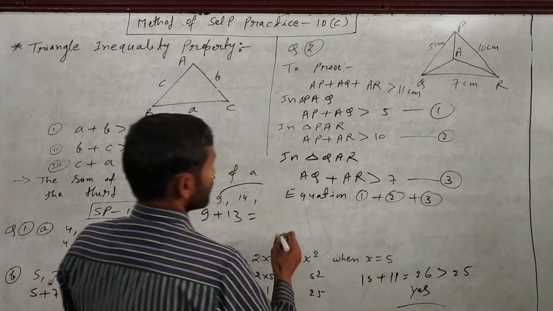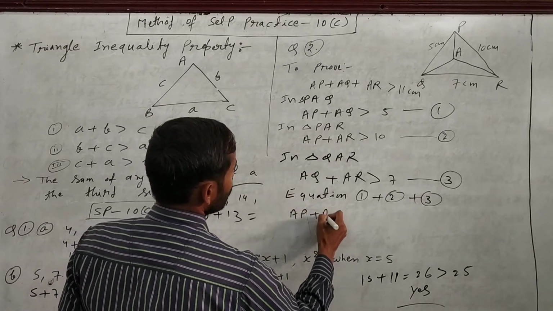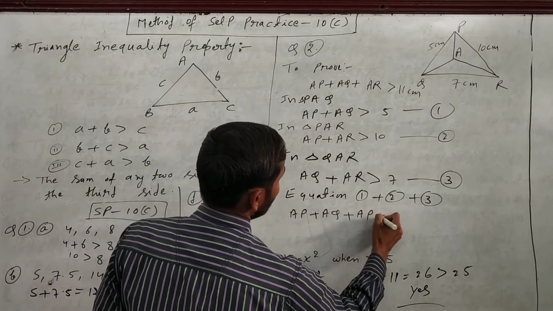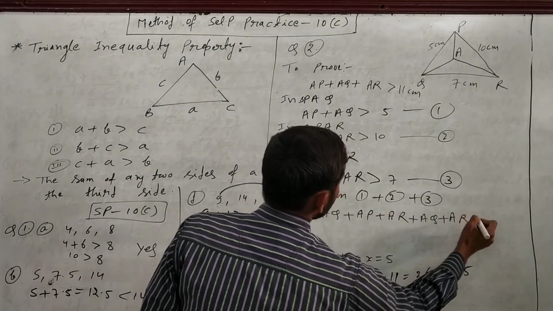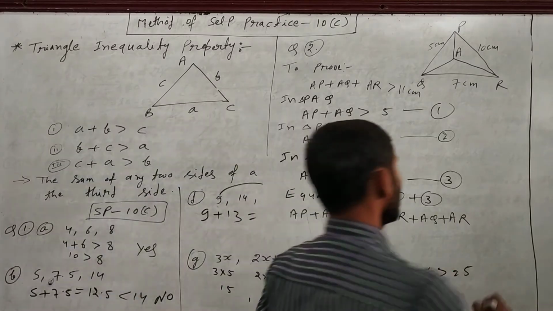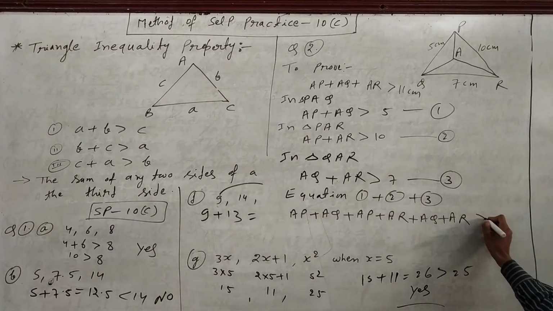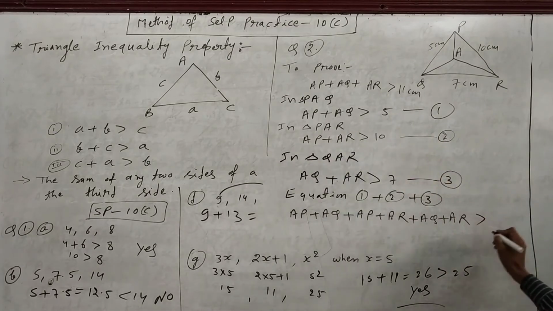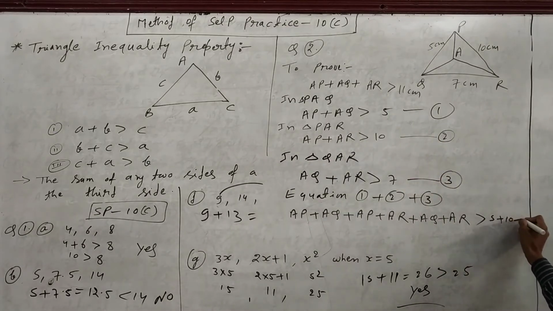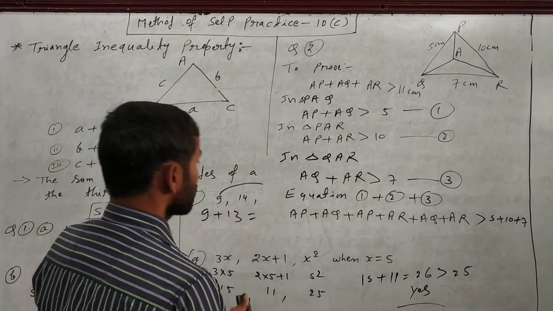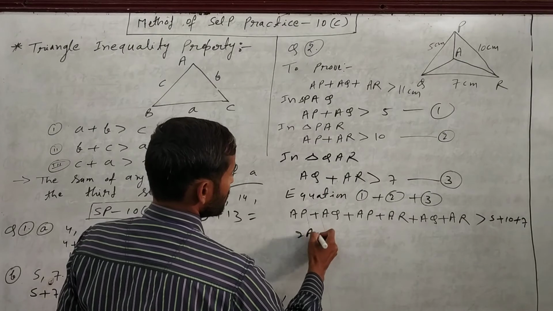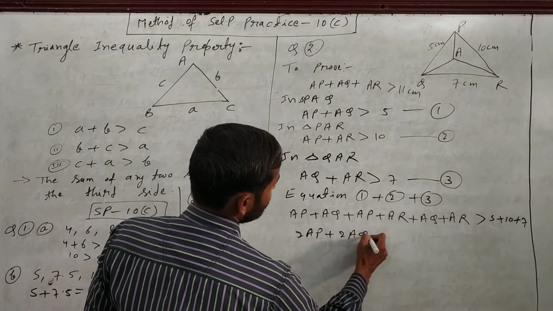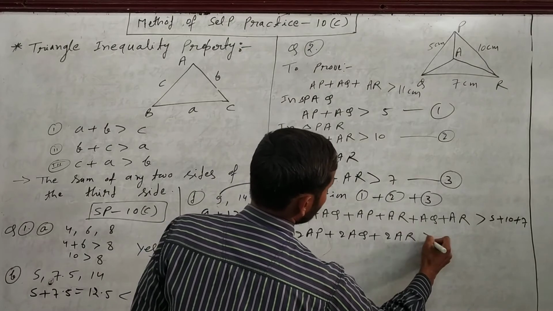So it will come AP plus AQ plus AP plus AR plus AQ plus AR. This is the LHS part, and on the RHS we will add. The inequality will not change. So just you put greater than 5 plus 10 plus 7. How much will it come? It will come 22. And on the left these will come 2 times. AP plus AP is 2AP, AQ plus AQ is 2AQ. So 2AP plus 2AQ plus 2AR is greater than 22.